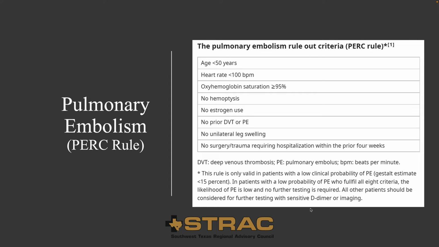So age, heart rate, oxygen saturation, I think all those kind of make sense. The no hemoptysis, because that's associated with it. No estrogen use, that's a really big one. Estrogen has an increased risk of coagulability and hypercoagulability, so that's something that is on this criteria. And if you're not aware of who's using estrogen mostly, it's in birth control pills. So you got to ask about birth control pills. There are some progesterone-only pills, but if they're on birth control pills, I usually just assume that it has estrogen in it until I find out otherwise.